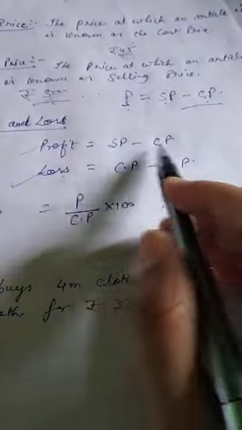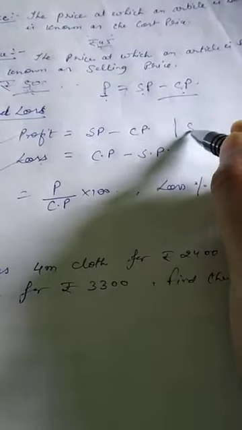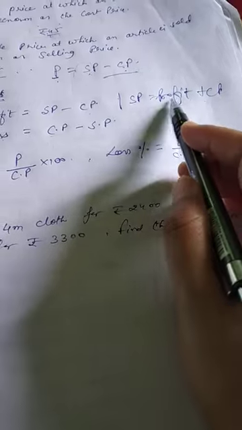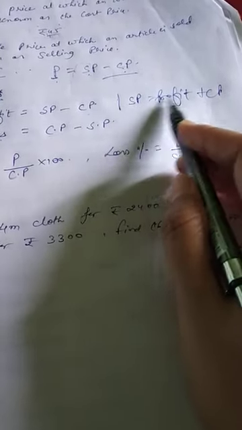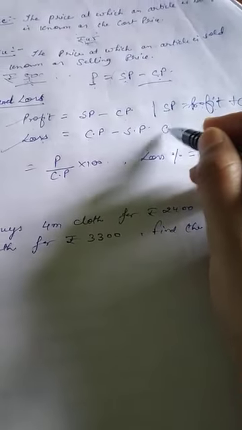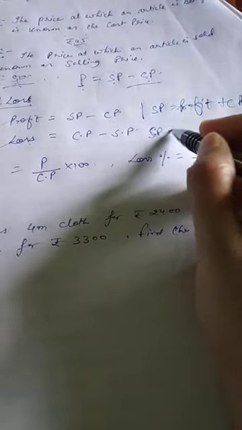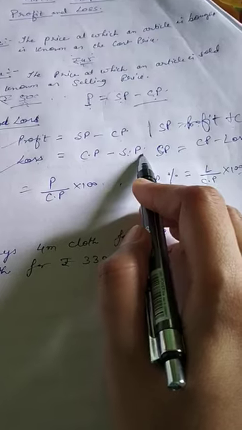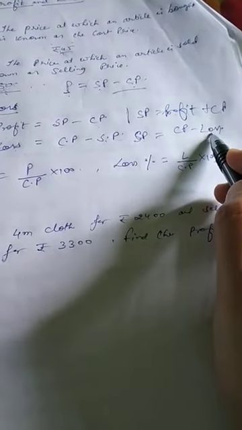Suppose you have to find the selling price in the case of profit. Then CP will move to that side, so you can create the formula yourself: whenever in the case of profit you have to find the selling price, selling price is equal to cost price plus profit. And in the case of loss, what will be the selling price? CP minus loss. SP will move to that side, loss comes this side: cost price minus loss.